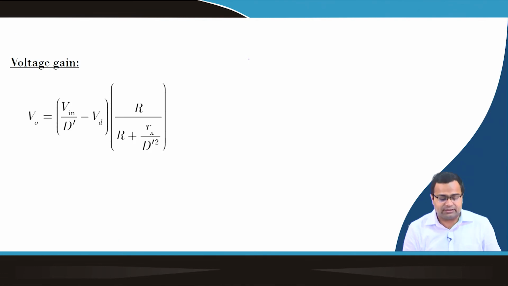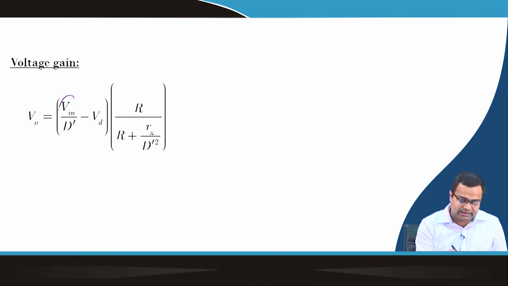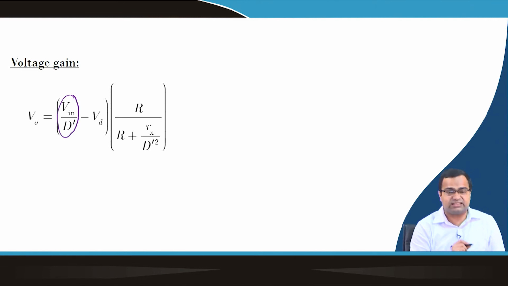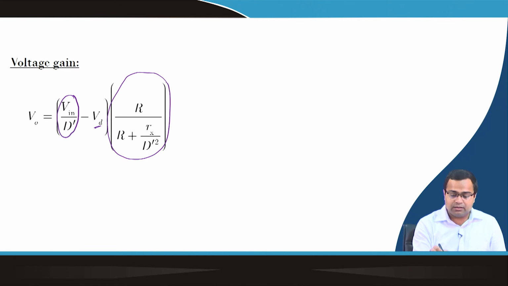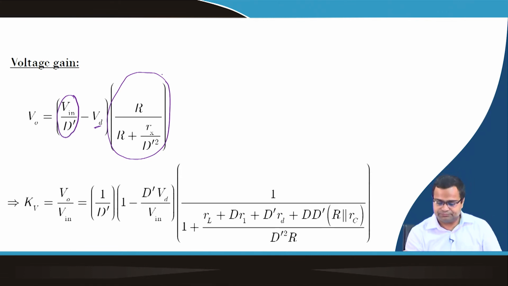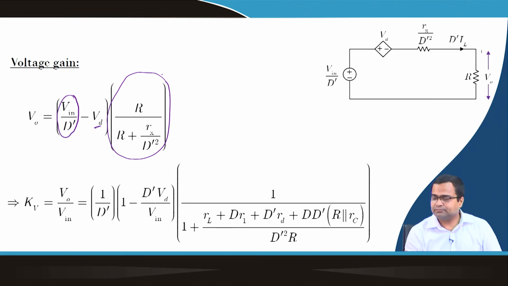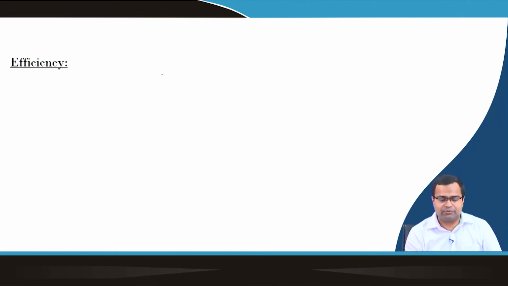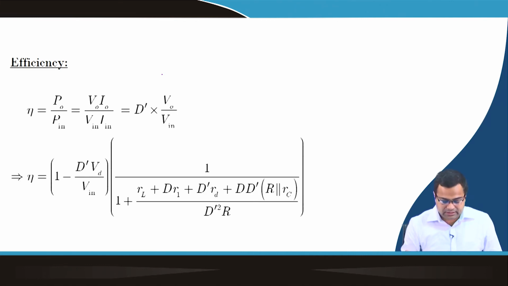Then we can find the voltage gain. In an ideal boost converter, the output voltage is V in by 1 minus D, but in practical there is a diode drop and another term, which is due to the resistance drop of the parasitic, that we also found. So, the expression can be obtained for this circuit, and if you do the efficiency calculation, then the efficiency will not be much less than 100% due to this factor.